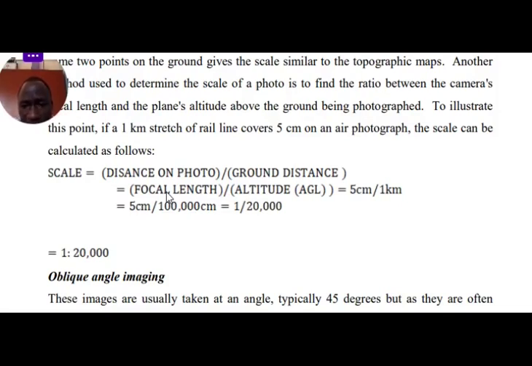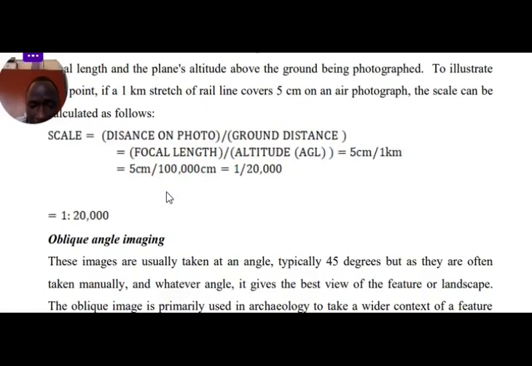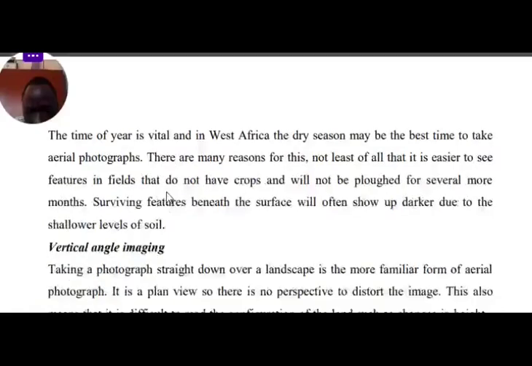Then you get scale equals the focal length. Now the focal length will be the 5 centimeters. Then you divide the 5 centimeters over 1 kilometer, which will be giving just the 5 centimeters over 100,000 centimeters. You divide to give us 1 to 20,000 meters. So that's how we calculate the scale. And when we get the figures, our answer should be in a ratio format of 1 to 20,000. That's how they calculate the scales of those images.